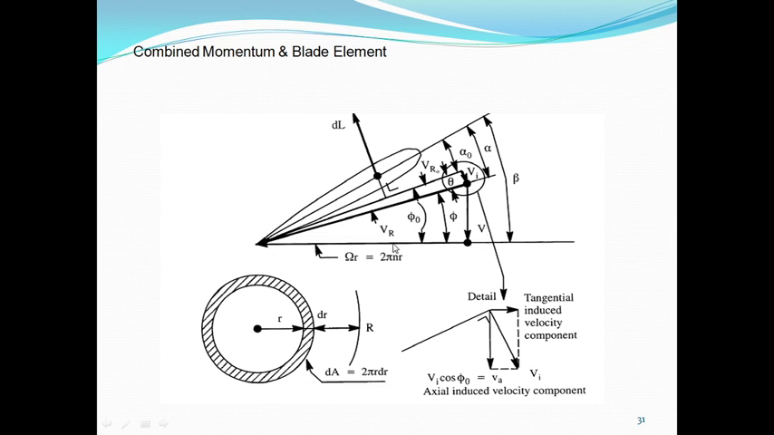And the blade has some rotational velocity, that is omega, which is nothing but 2 pi n r basically. So this is the angular velocity. This is the axial velocity which is coming from the free stream, and this is the angular velocity. And ultimately the flow enters the blade with the resultant velocity. This is the resultant velocity.